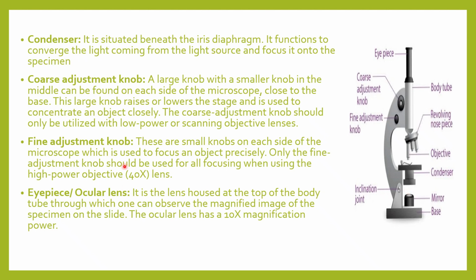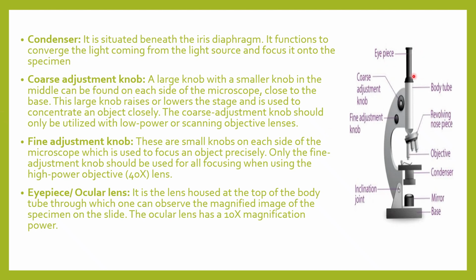Okay, and then next is the fine adjustment knob. This fine adjustment knob is for obtaining the precise image. For obtaining the clarity of the image we use this fine adjustment knob. And this coarse adjustment knob is utilized when low power or scanning objective lenses are used. Whereas the fine adjustment knob is mainly used with high power objectives. Fine. And then next is the eyepiece or ocular lens.